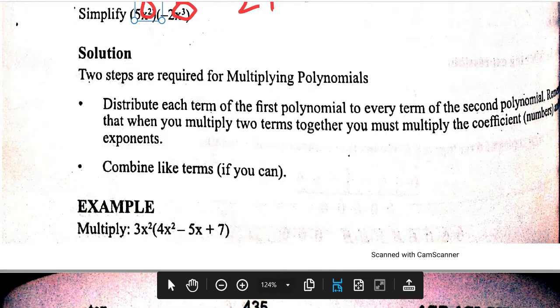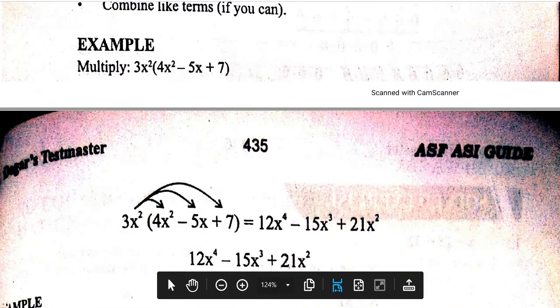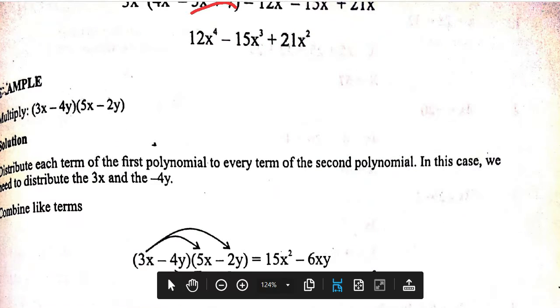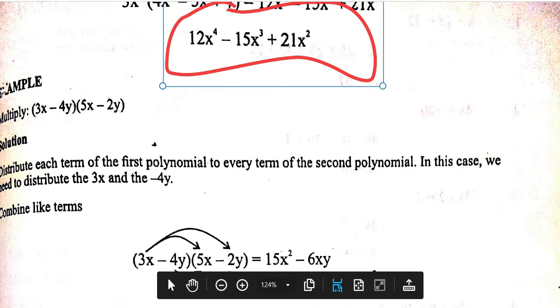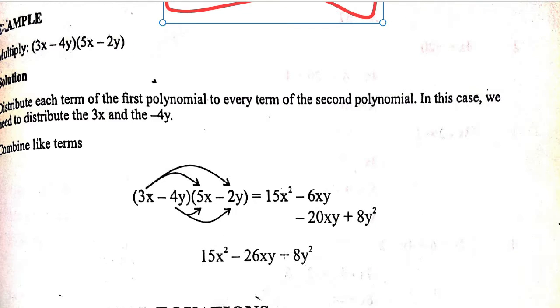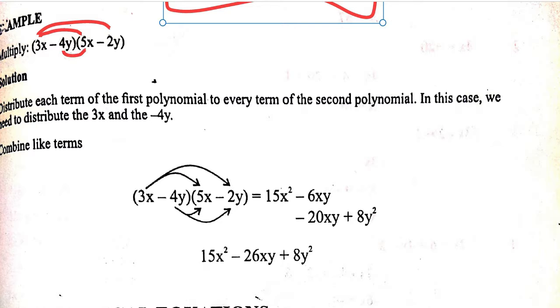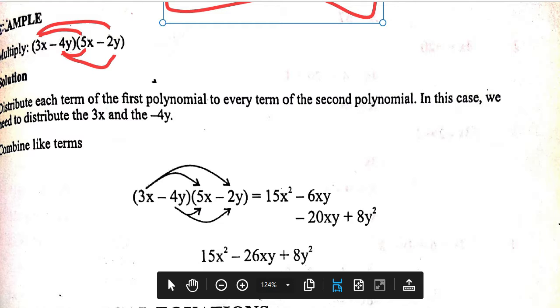And another example, 3x square. We will multiply 3x square to all these expressions, then we will simplify, and this will be our final solution of the given example. This is another example. We will multiply 3x by 5x, similarly 3x by 2y, 4y by 5x, and 4y by 2y. So this is our final answer of this question. This expression will be equal to minus 26xy, because this is xy and similarly this is xy.